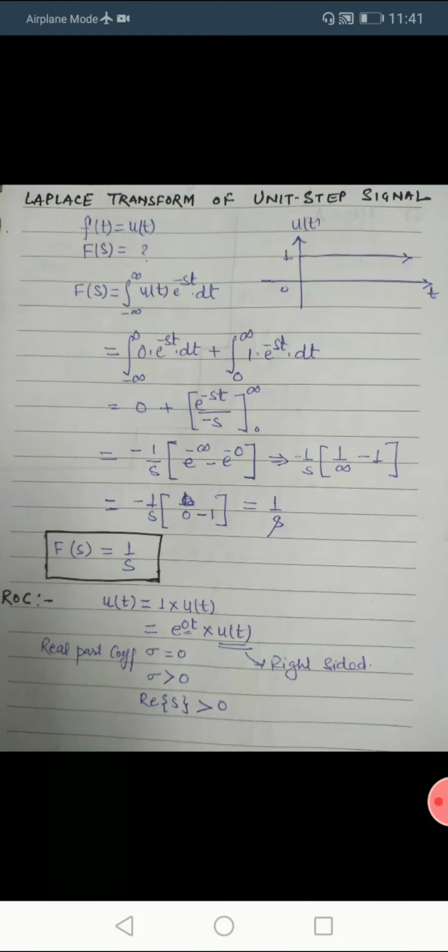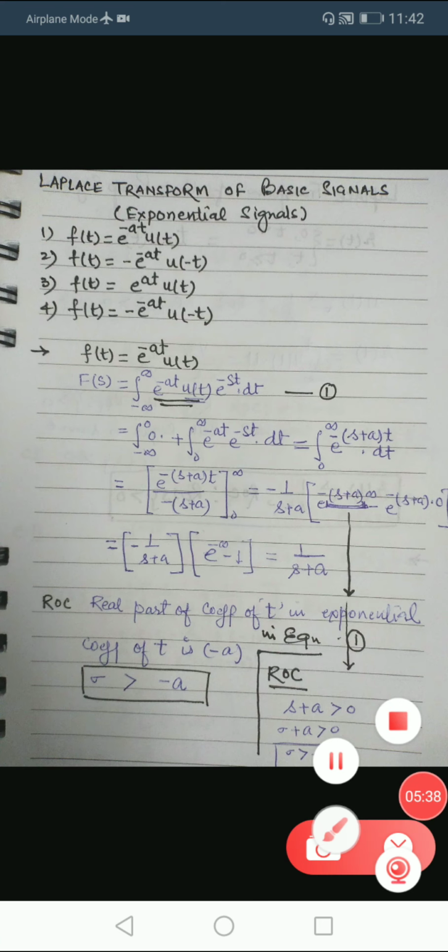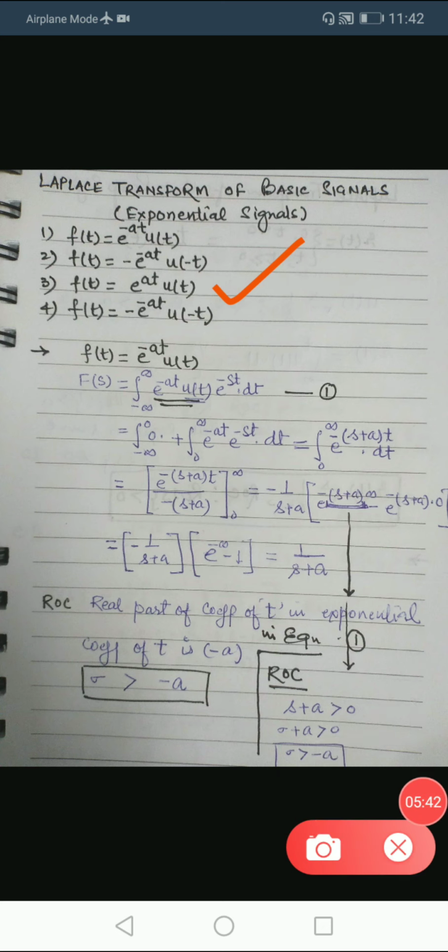Next, Laplace transform of basic signal, exponential signal. There are 4 types of signal: e to the power minus at u(t), minus of e to the power minus at u of minus t, e to the power at u(t), minus of e to the power at u of minus t. There are 4 signals. First we take question number 1.